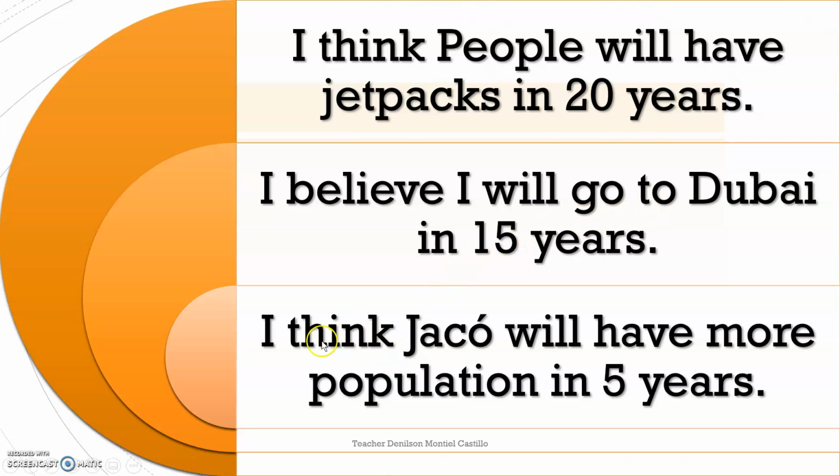Now the last one says, I think Hako will have more population in 5 years. So in this case, I again is the subject, think, in this case, instead of believe, Hako is the object, will after the object, have is the verb, and more population in 5 years is the rest of the sentence, or in this case, this would work as the complement. Okay? I hope you understand this a little bit better.